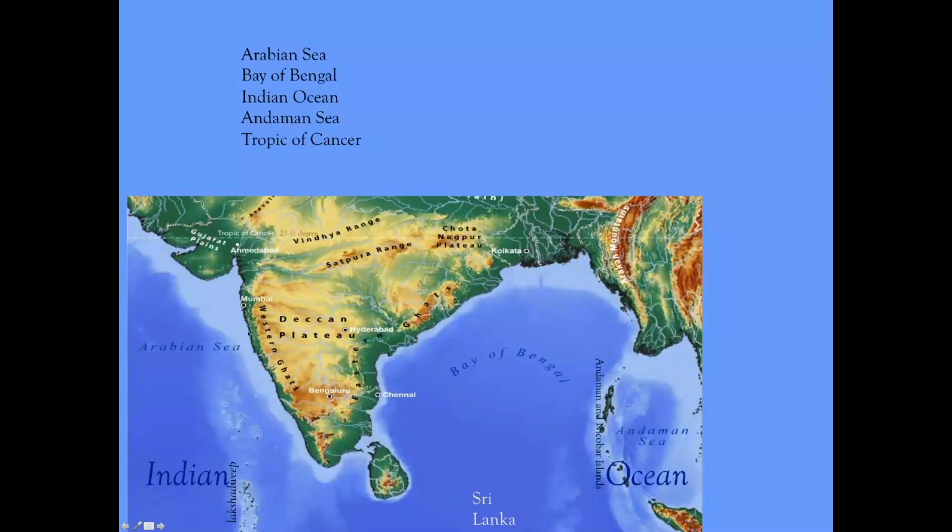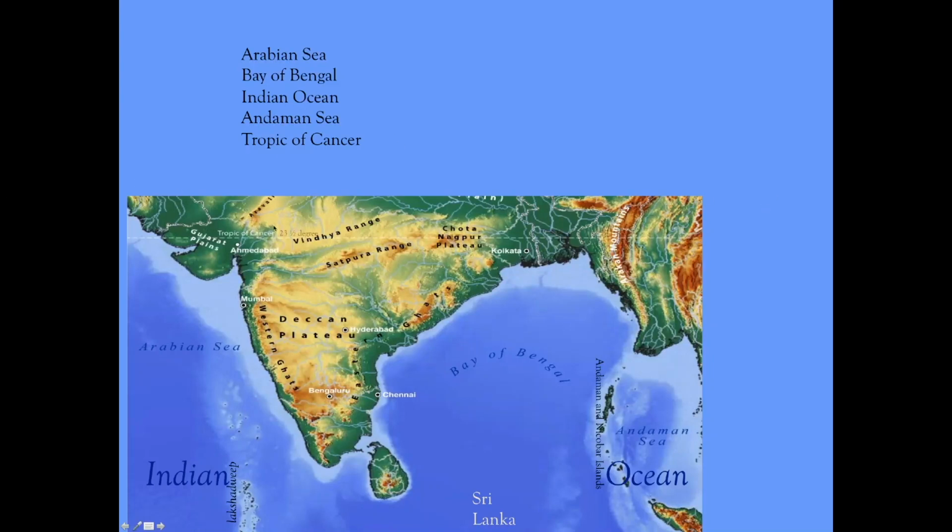The first one is the Arabian Sea that lies to the southwest of India. You can see in this picture. And the second one is the Bay of Bengal that lies to the southeast of India. And the third one is the Indian Ocean. It lies to the south of India and is named after the country India.